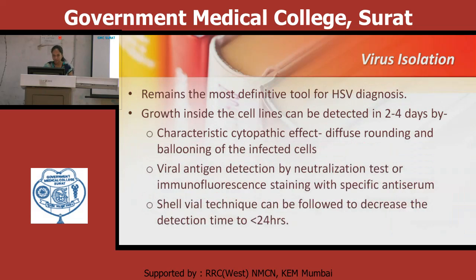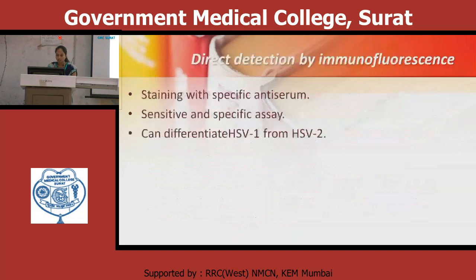Virus isolation remains the most definitive tool for HSV diagnosis. Growth inside the cell line can be detected in 2 to 4 days by characteristic cytopathic effect that diffuses rounding and ballooning of the infected cell. Viral antigen detection by neutralization test or immunofluorescence staining with specific antiserum.